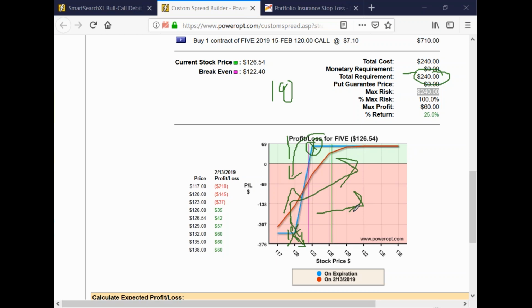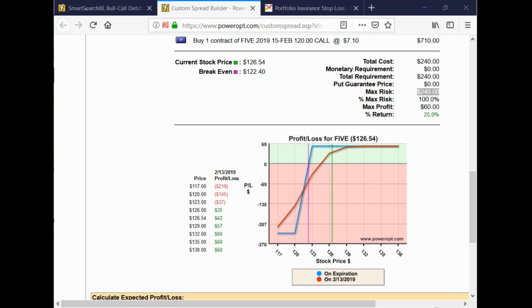Leaving the structure alone to expiration, your max risk is the net debit you paid in the position. In this case, it's 240. We hit the max loss if we allow both options to expire worthless if the stock dropped below 120 at expiration.